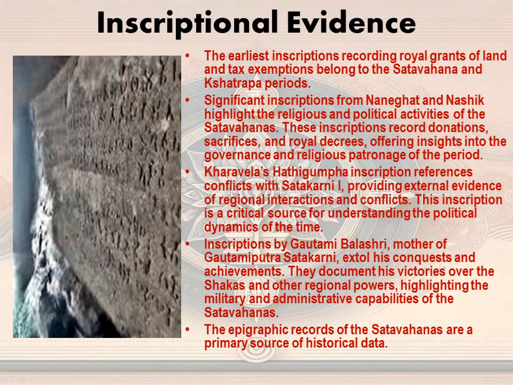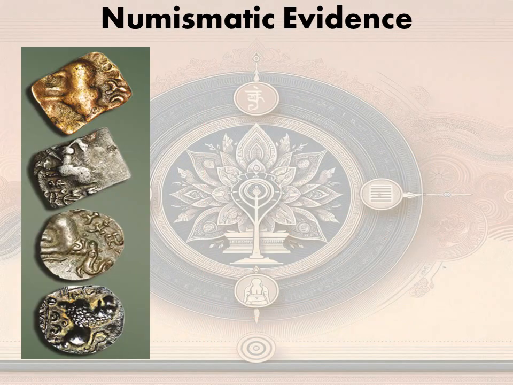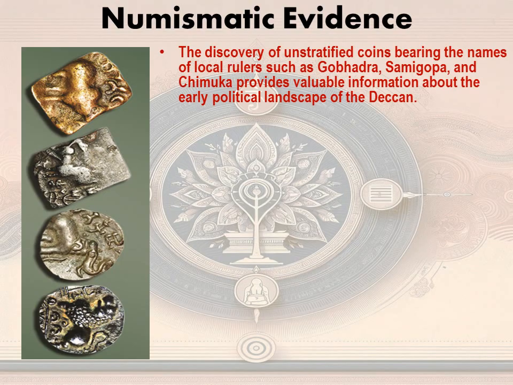The epigraphic records of the Satavahanas are a primary source of historical data. So, the epigraphic records of this period are the most important source of information on the historical period of the Satavahana dynasty. Now, what are the numismatic evidences available? That is, the coins available from the Satavahana dynasty. The discovery of unstratified coins bearing the names of local rulers such as Govadra, Samigopa, and Chimuka provides valuable information about the early political landscape of the Deccan.